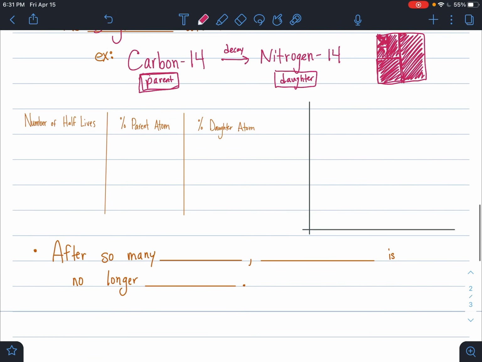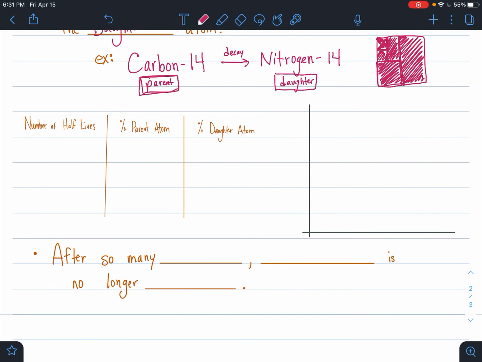All right. So using that example, we can take that little box drawing that we just did, and we can make a table here to look at how much parent atom there is and how much daughter atom there is over different periods of half-lives. So if there's no half-lives that have happened yet, meaning that we have the original sample, then we're going to have 100% of our parent atom.